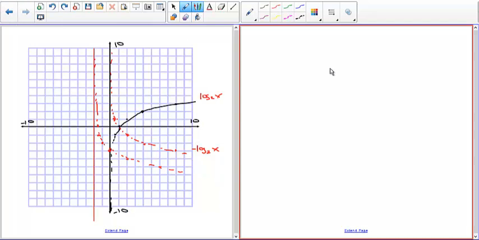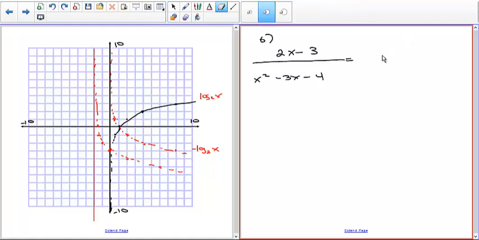Okay, the next one is using partial fractions, and so we have this initial expression, and what we're trying to do is rewrite this rational expression as two fractions, but the first thing you have to do is you always have to factor the denominator.